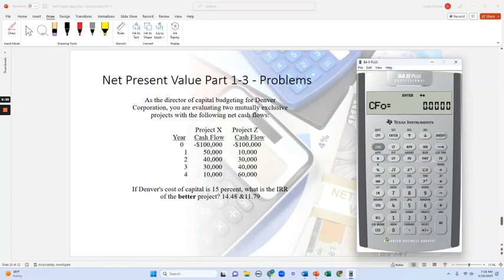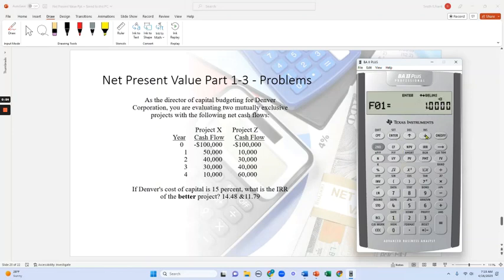First things first, I go into the cash flow mode and I want to make sure I clear my cash flow so there's nothing in there. So I'm going to drop the zeros on this. So the 100,000 would be 100 negative and I would enter it. Cash flow at time one is 50,000. So I put 50,000 in and enter it.